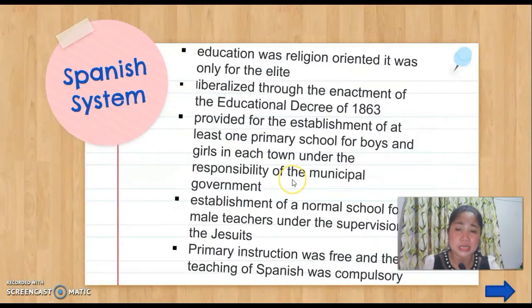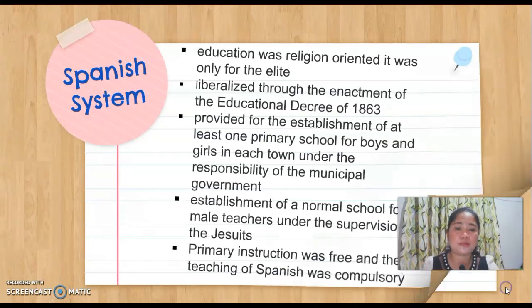Next, we have the Spanish system. During the Spanish period, education was religion-oriented. It was only for the elite, liberalized through the enactment of the Educational Decree of 1863, which provided for the establishment of at least one primary school for boys and girls in each town under the responsibility of the municipal government, and the establishment of a normal school for male teachers under the supervision of the Jesuits. Primary instruction was free and the teaching of Spanish was compulsory.